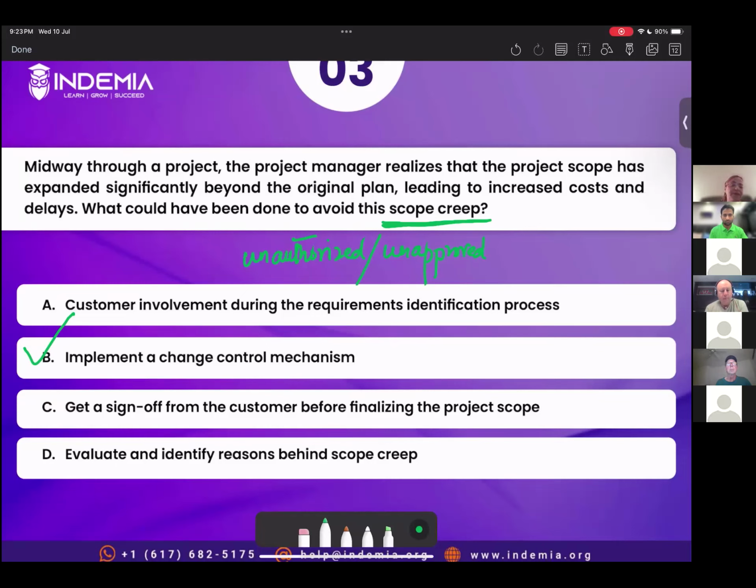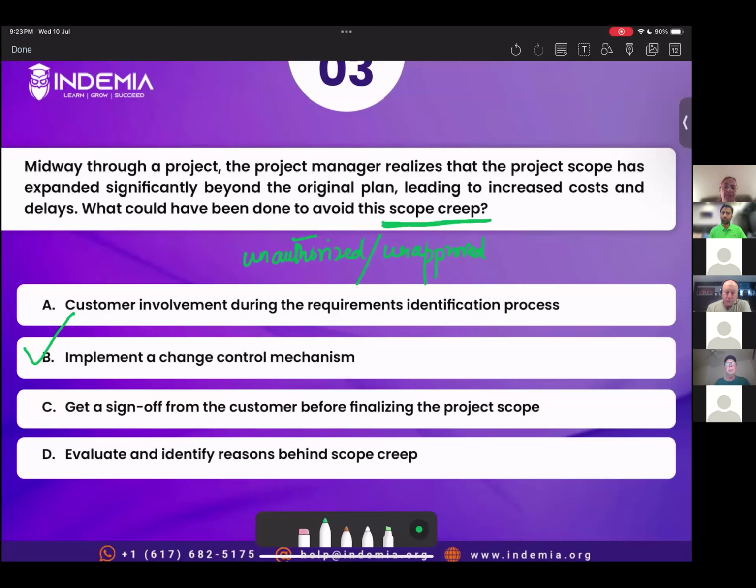Yes, my question is, don't you need to evaluate and identify what's happening before you implement a change? All right. The question says, what could have been done to avoid this scope creep? So evaluate, identify reasons behind scope creep, that's a reactive action. The question asks about a proactive action, what you could have done. You understand? It means what could have been done before to avoid this.